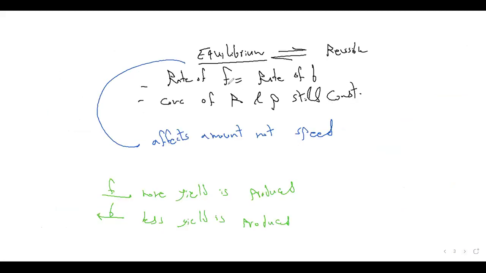After that, equilibrium. What is meant by equilibrium? The rate of forward reaction equals the rate of backward reaction, and the concentration of reactant and product is constant, it doesn't change. And equilibrium affects amount, not speed. In the case of moving forward, it means that more yield is produced. In the case of backward or reverse reactions, it means that less yield is produced.